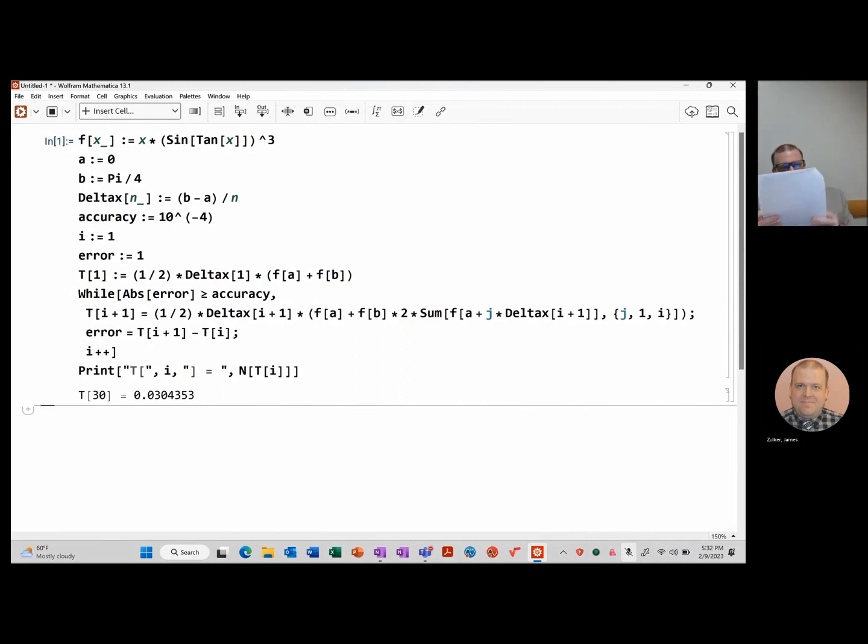No. Okay. So what did I do wrong? This is supposed to be capitalized. No, I'm defining it as lowercase.